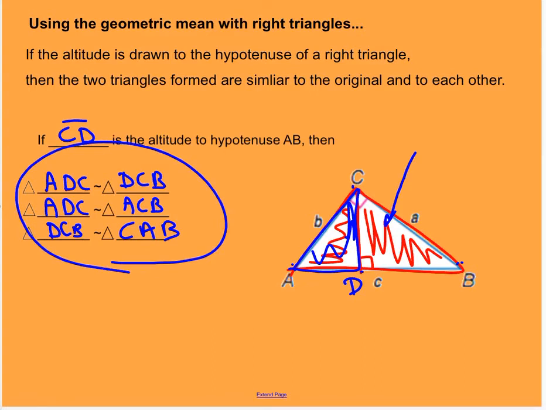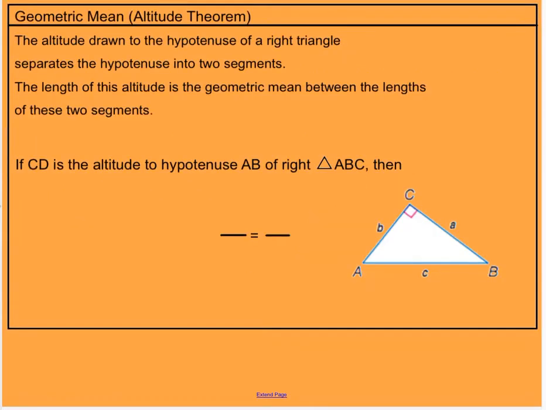Whenever you draw an altitude, you create two new triangles. Those two triangles are similar to each other and to the original triangle. I know it's kind of a lot to take on here, so let's take a look.